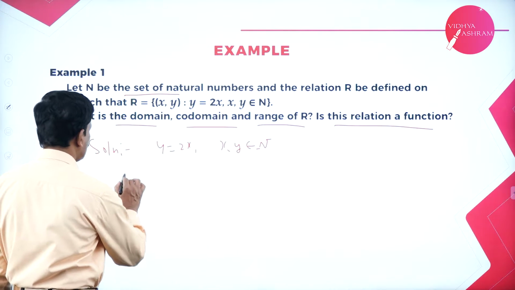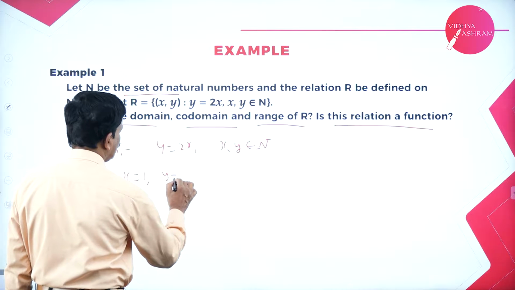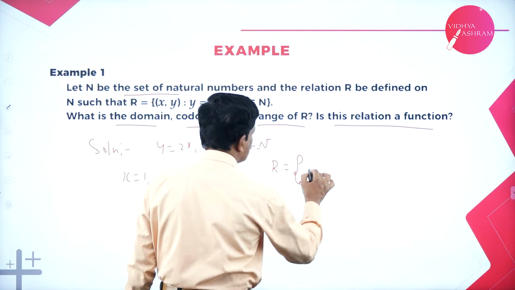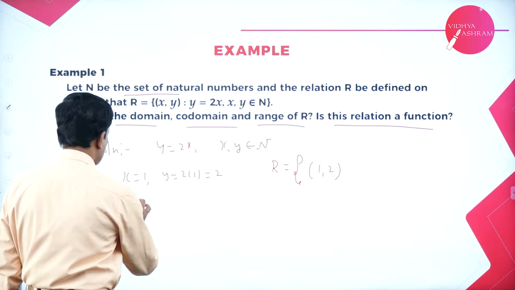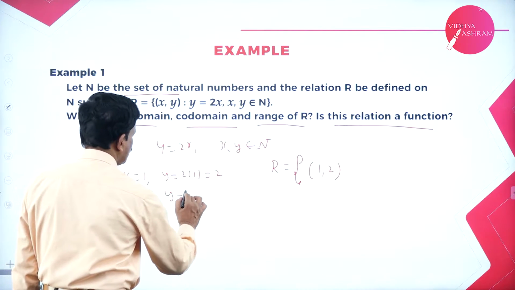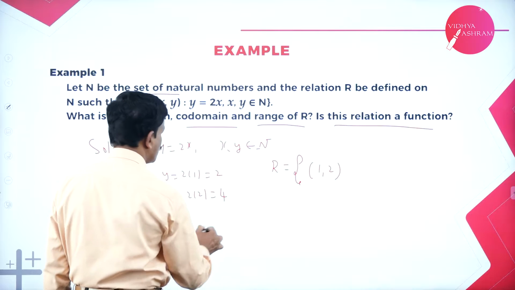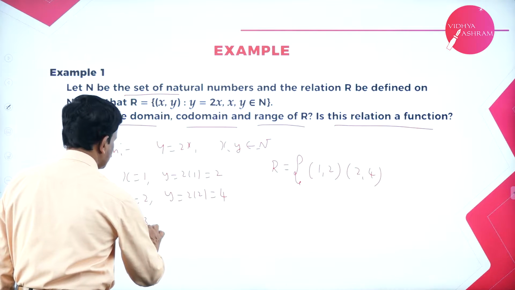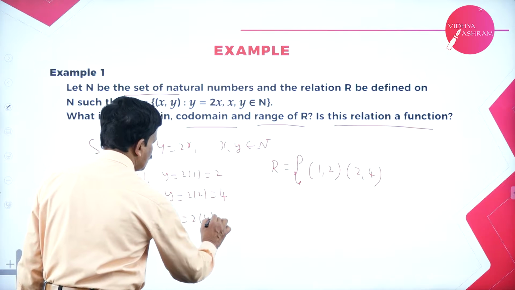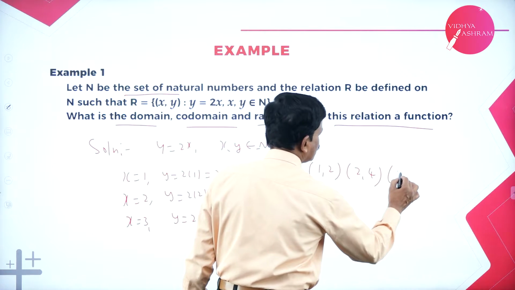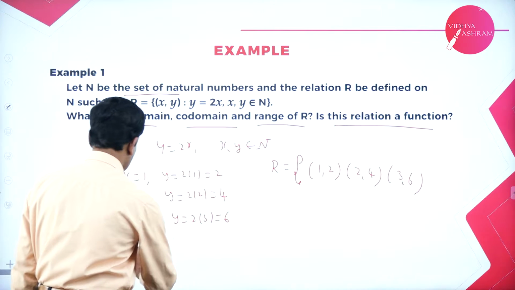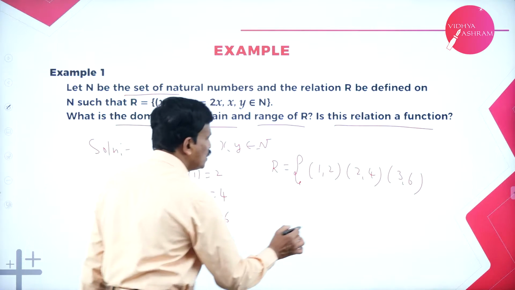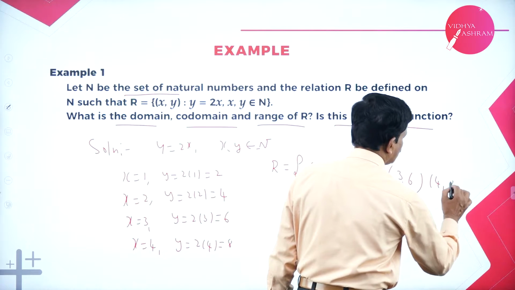Suppose if we take x is equal to 1. When x is equal to 1, y is equal to 2 into 1, which is 2. So we are going to get the elements as (1, 2). Now suppose if x is equal to 2, what is y? y is equal to 2 into 2 is equal to 4. So the elements are (2, 4). Similarly, if x is equal to 3, y is equal to 2 into 3 is 6. The elements are (3, 6). So suppose if x is equal to 4, we will get 2 into 4, which is equal to 8. So here this is (4, 8).